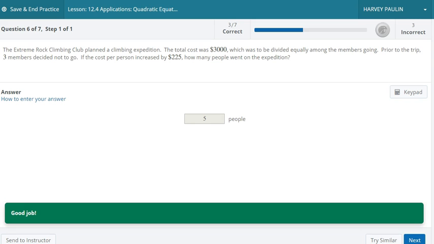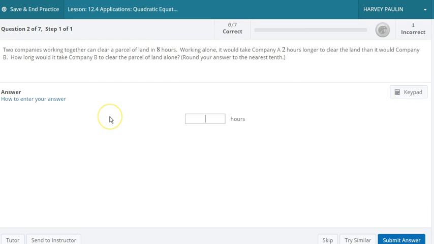This was rather challenging. Now, I went back to look at another type that we haven't worked on particularly, and I didn't go over this in the PowerPoint slides. It's two companies working together can clear a parcel of land in 8 hours. So the way these are set up, it's 1 out of X. We don't know what company A would do, but company B would take 2 hours more if it had to.